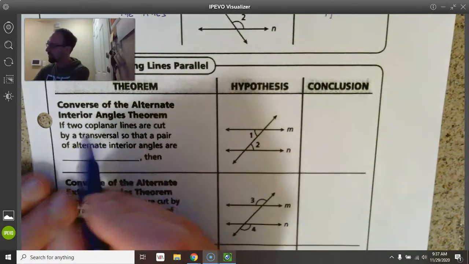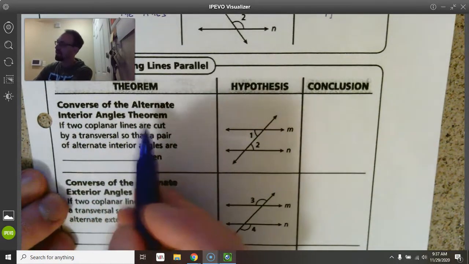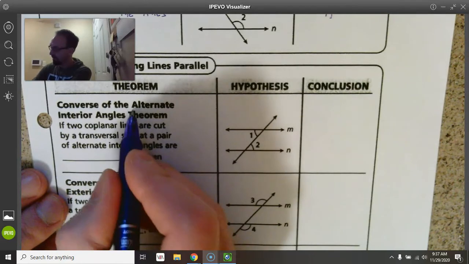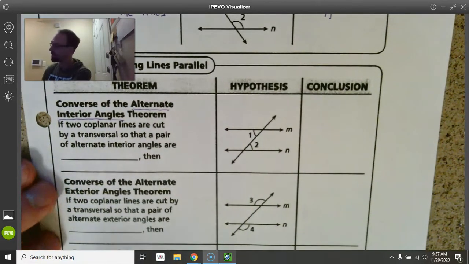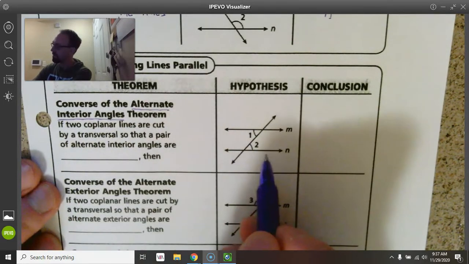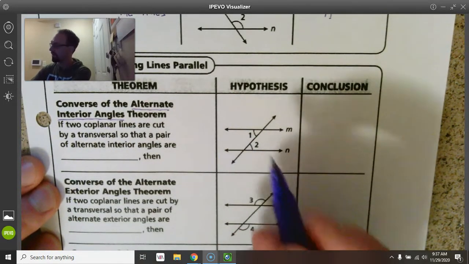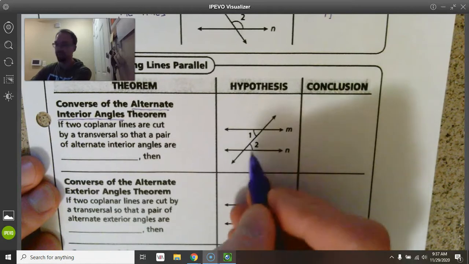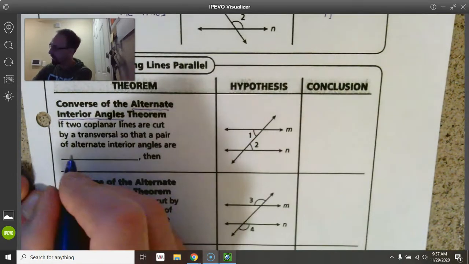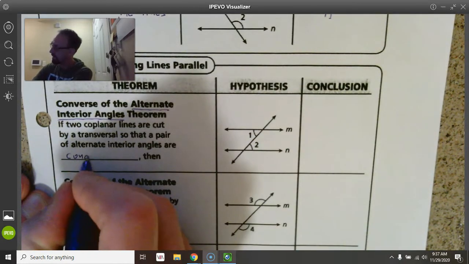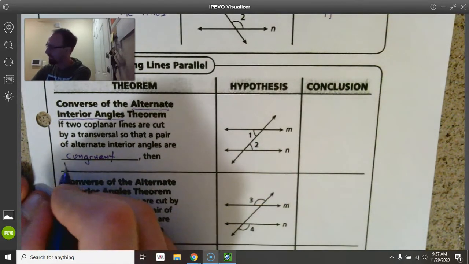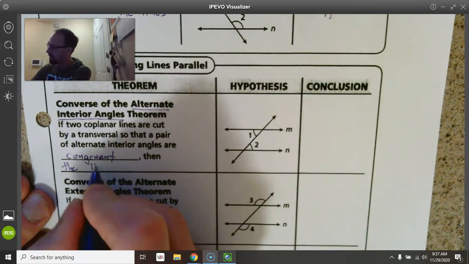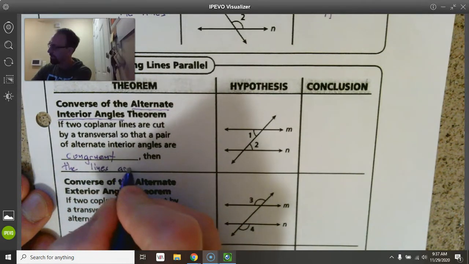So here we have the converse of the alternate interior angles theorem. So that means we're going to be talking about alternate interior angles. If two coplanar lines are cut by a transversal so that a pair of alternate interior angles, so angle 1 here and angle 2, are congruent, then we know, again, the lines are parallel.